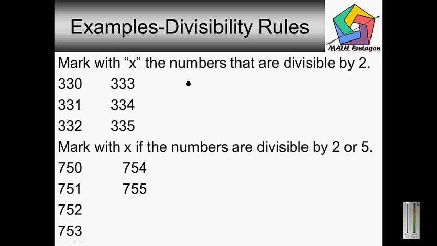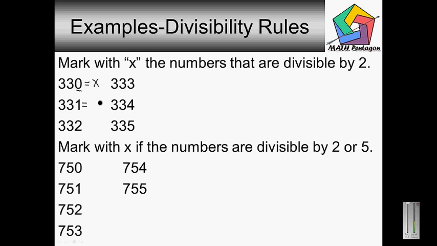Okay, let's do a few examples on divisibility rules. So we want to mark with the X the numbers that are divisible by 2. The rule for divisibility by 2 is that the numbers must end in 0, 2, 4, 6, or 8. So does this number end with 0, 2, 4, 6, or 8? Yes, it does. So let's put an X right here.